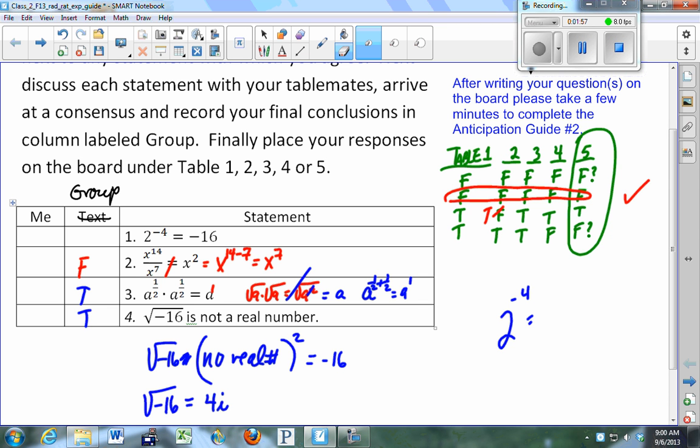And then this first one, do we have agreement on this now with table 5? Are you okay with it? So all this says is, look, I'm still 2 to the 4th, but I'm downstairs. I'm unhappy being upstairs in the numerator, so I want to go downstairs. So this is false.